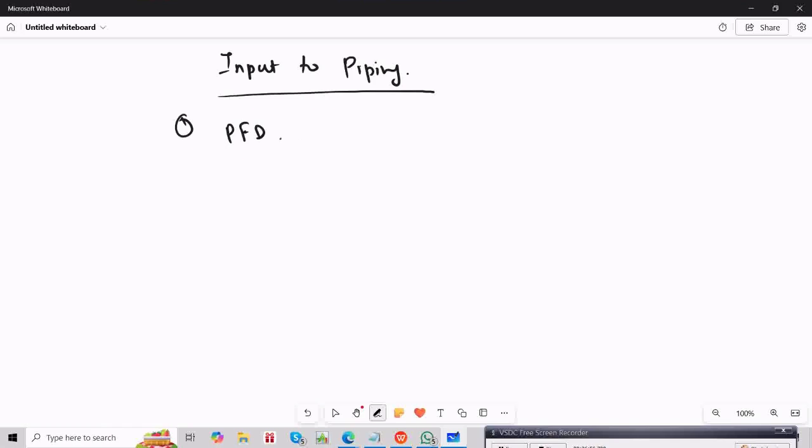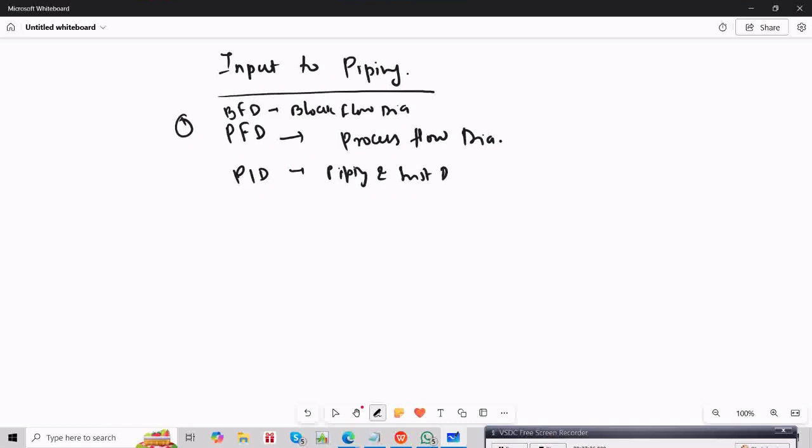What is this PFD? Process flow diagram. So it is called a process flow diagram. There are more terms: PFD, then PNID, and before this PFD there is the BFD, which is called block flow diagram, and this is called piping and instrumentation diagram. So BFD, PFD, then PNID. These are the stages. First we will create the BFD, then we will create the PFD, and then we will have a PNID.